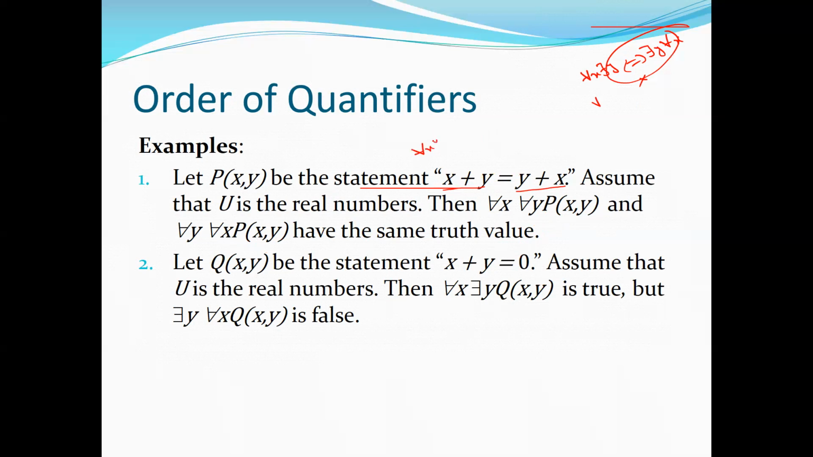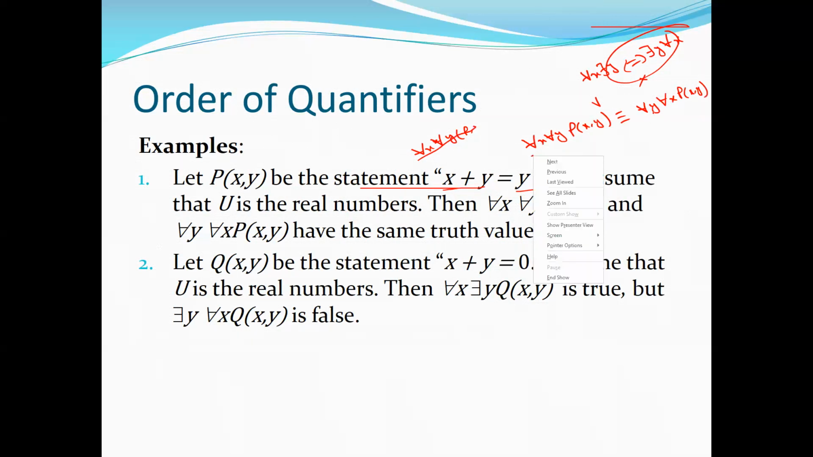Let me just rewrite it here. For all x, for all y, P of x comma y is logically equivalent to for all y, for all x, P of x comma y, because it is universally true that x plus y equals y plus x, right? So this order does not matter. You write for all x for all y, or you write for all y for all x, right? The order of the quantifier does not affect the truth value.